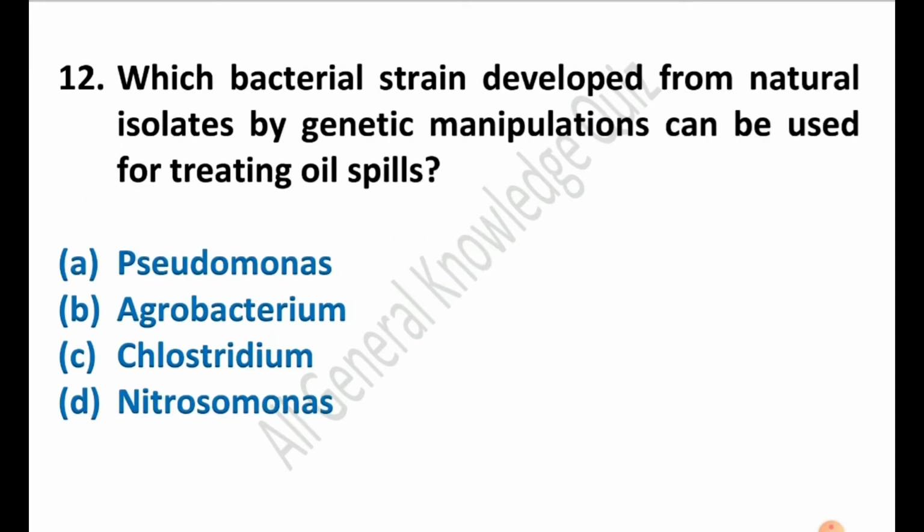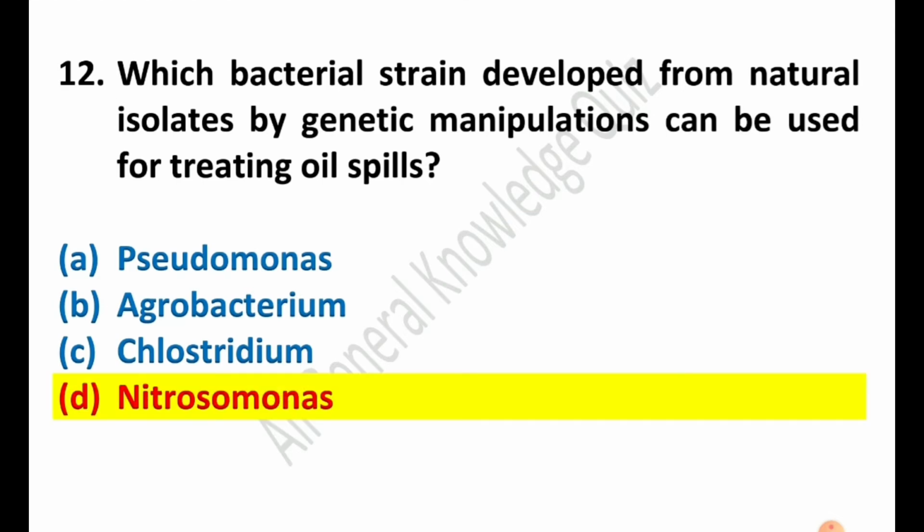Question number 12. Which bacterial strain developed from natural isolates by genetic manipulations can be used for treating oil spills? Option A, Pseudomonas. Option B, Agrobacterium. Option C, Clostridium. Option D, Nitrosomonas. The answer is option D, Nitrosomonas. Nitrosomonas is a bacterial strain developed from natural isolates by genetic manipulations that can be used for treating oil spills.